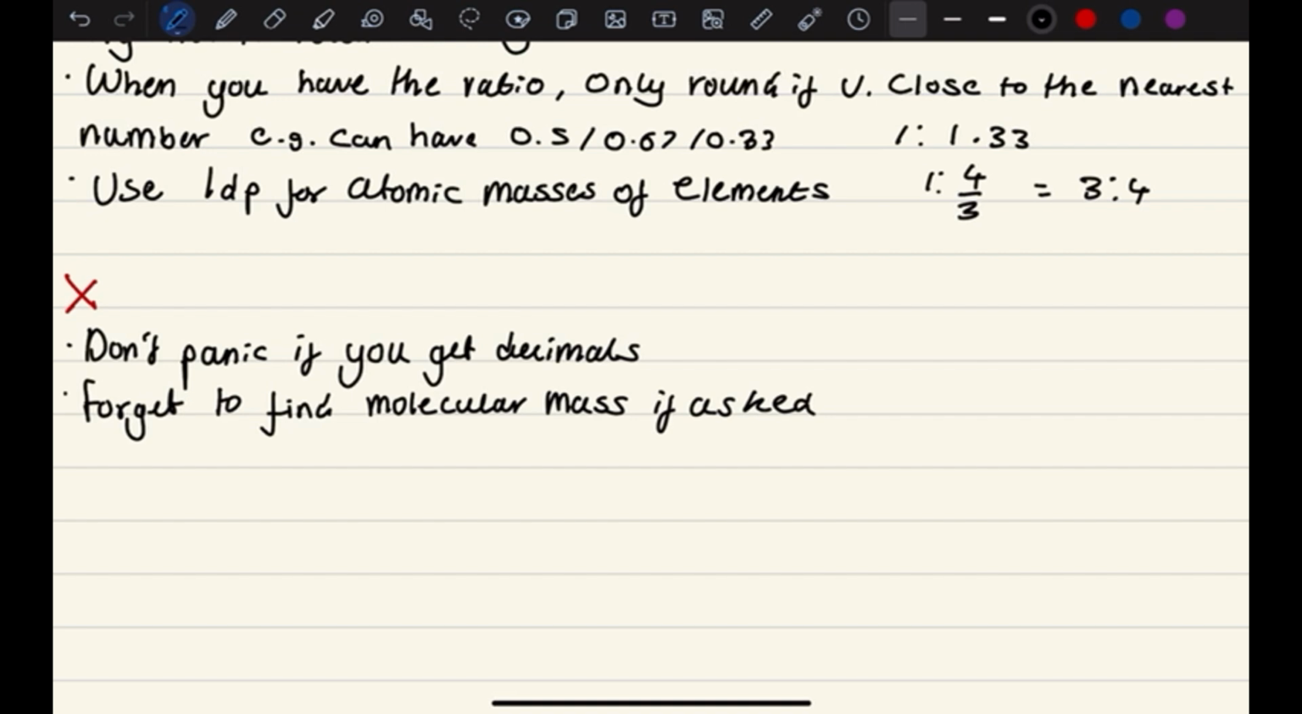And also, another thing that people lose marks on, please do not do this. If it asks for the molecular mass, you've got to do that on top of this, yeah? Because you can do the calculation, get a couple marks there, but if you don't then go to get your final answer, you also won't gain marks for that. And that's the easier part of the question. So make sure not to miss that part out.